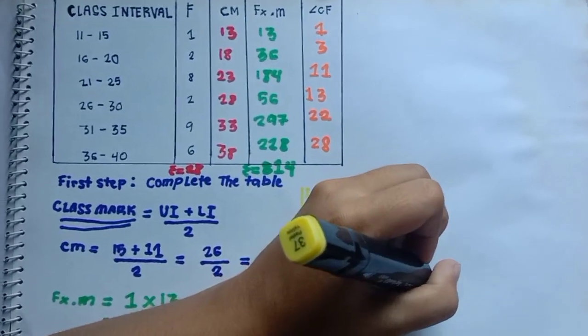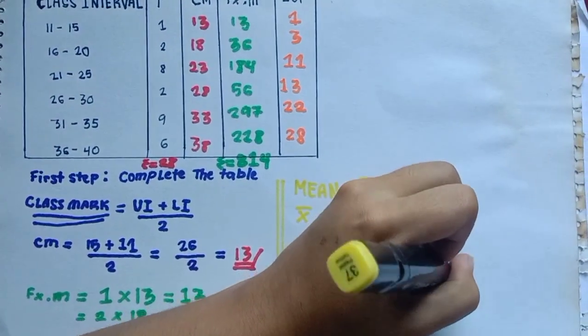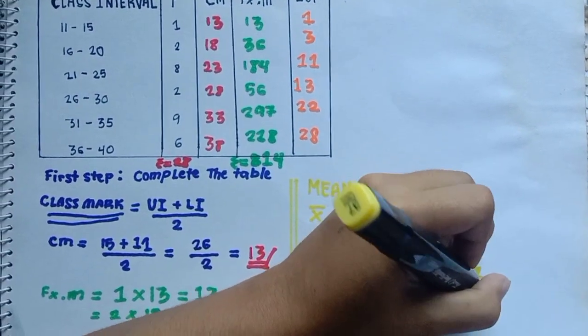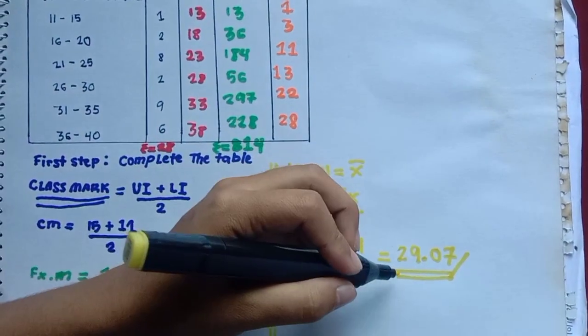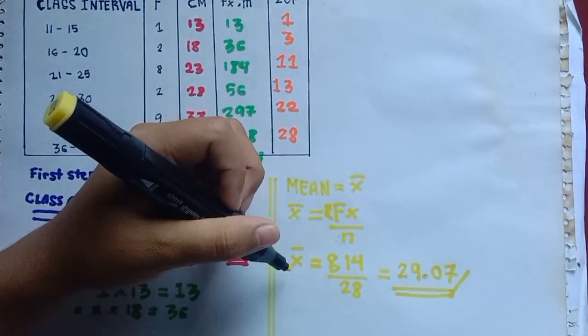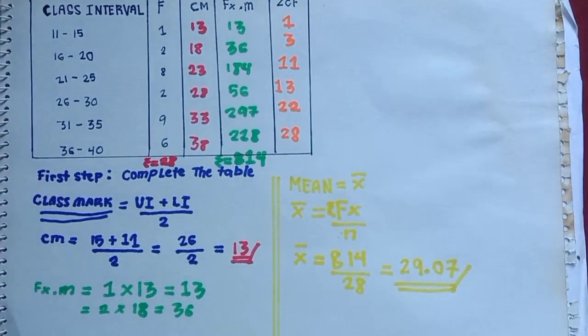So 814 divided by 28 will be equal to 29.07. Our mean for our grouped data will be 29.07.